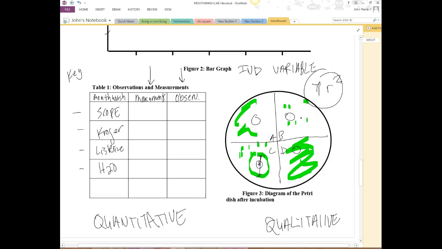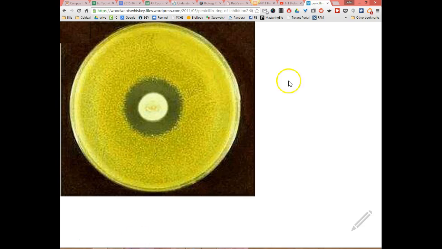Is that going to be in inches? Is that going to be in feet? Should it really be in centimeters? What would be more accurate? It should be in millimeters. So your measurements should be in millimeters. I'm going to be literally measuring from here to here with my ruler.